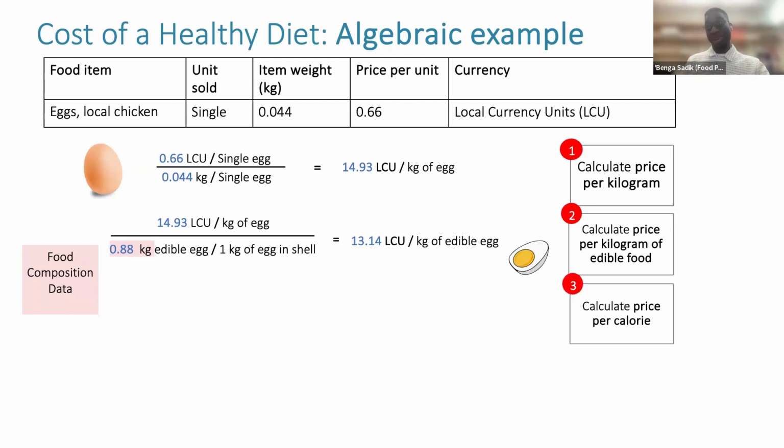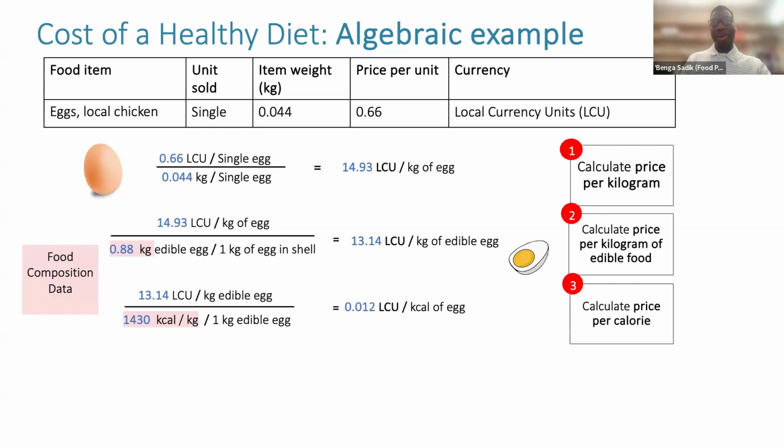Then the next step is to calculate the price per calorie. Again, to do this, we go back to the food item information database to get the number of calories contained in 1 kilogram of egg. Since we know that 1 kilogram of edible egg costs about 13 currency units, from the food item information database we can get the approximate calorie content of 1 kilogram of edible egg to be 1,430 calories. And then we calculate the price per calorie to be 0.012.